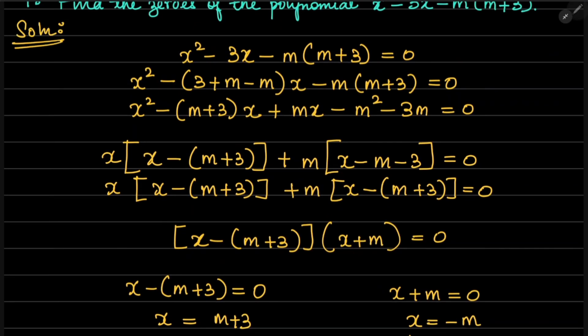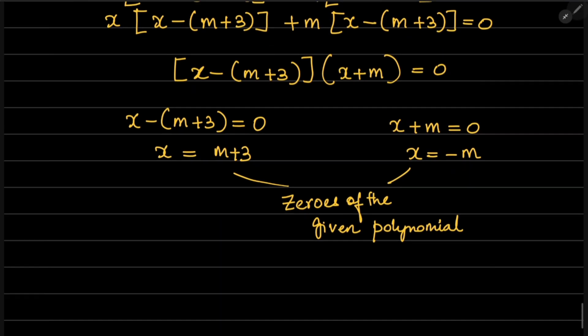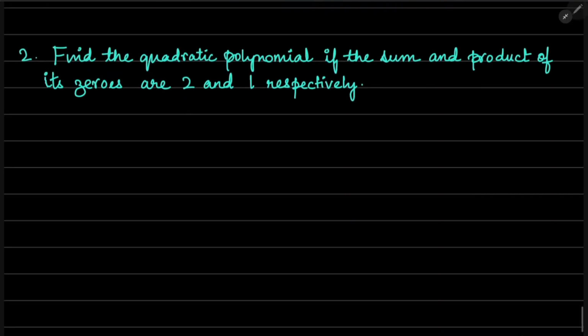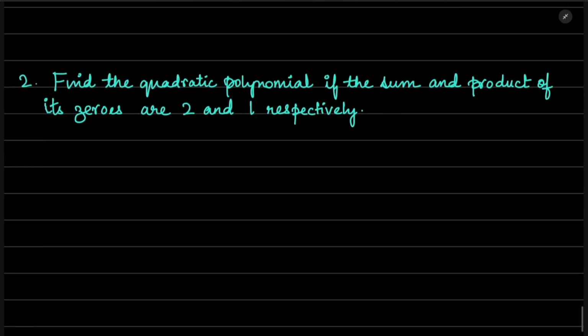I hope you understood. Let us move on to the next question. Find a quadratic polynomial if the sum and product of its zeros are 2 and 1 respectively. Again, a very easy problem. You are already given the sum of zeros. Sum of zeros is nothing but, what value are you given? 2. What is the product of the zeros?